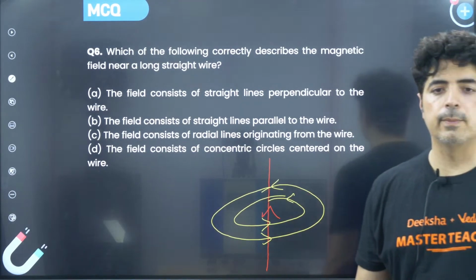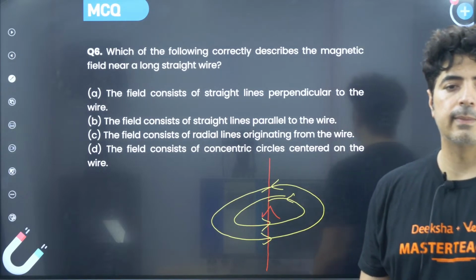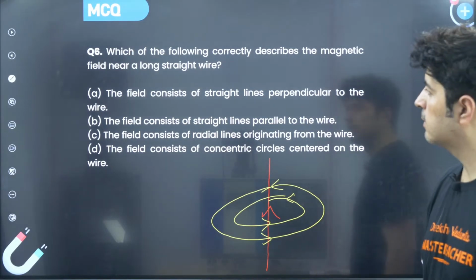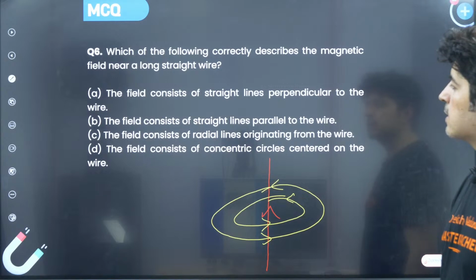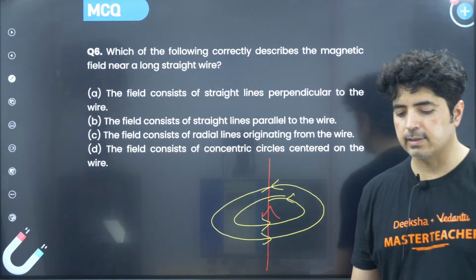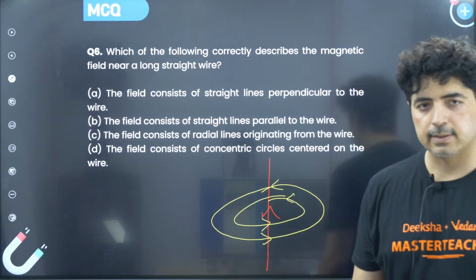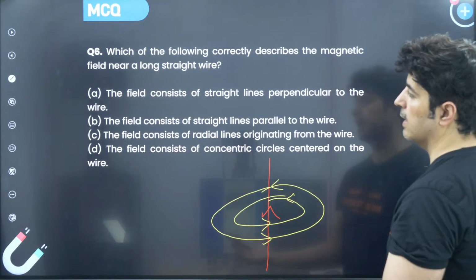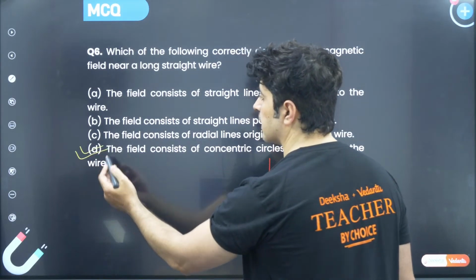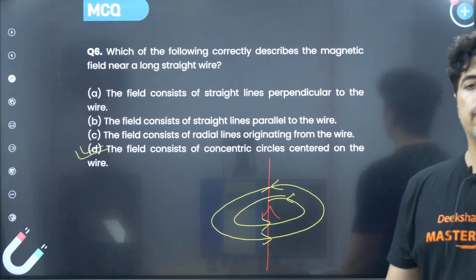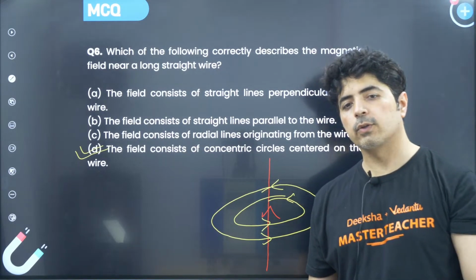Who's going to tell me in comment box? Come on. Answer me in comment box, guys, please, everybody. Okay. The field consists of concentric circles centered on wire. Is it the right answer? Yes? Yes, it is the right answer. In comment box, I can see everybody is giving the right answer. Very good, guys. Keep it up. Let's go to the next question.